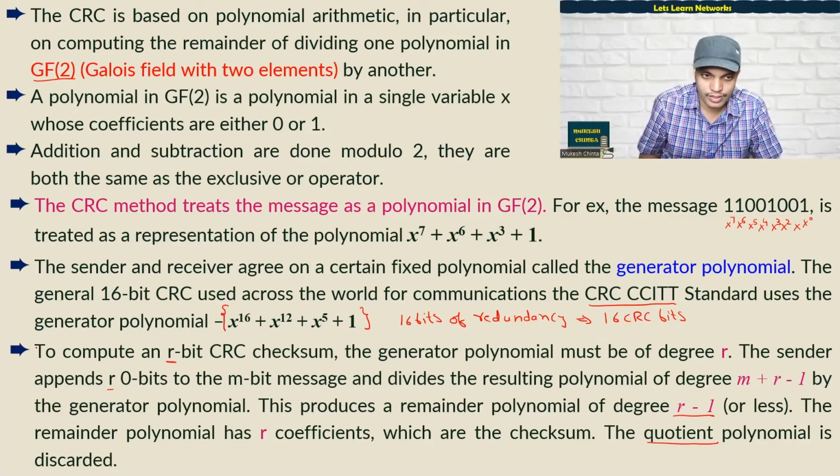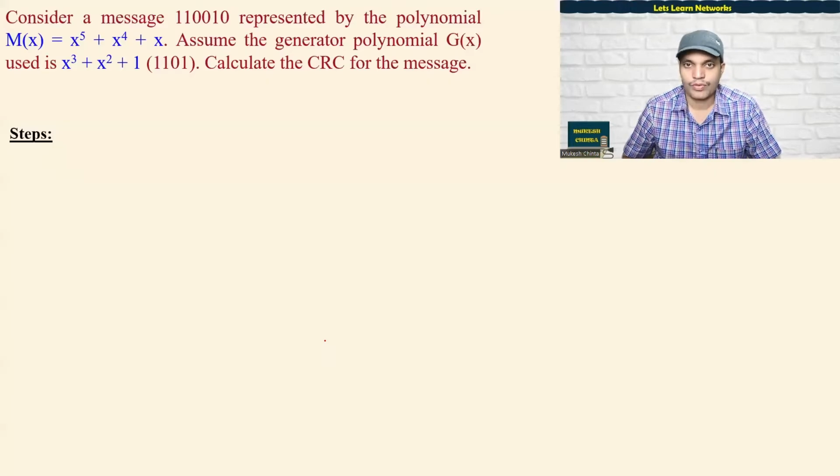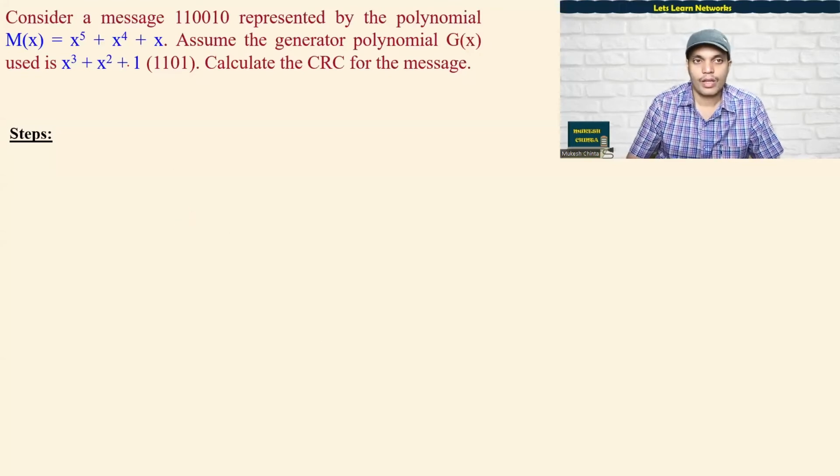Now, to put this into perspective and to understand better, let me take a small numerical example, and then I will come back and tell you what this is. So first let me proceed with my example. Let the message be 110010. How is this represented using the polynomial?